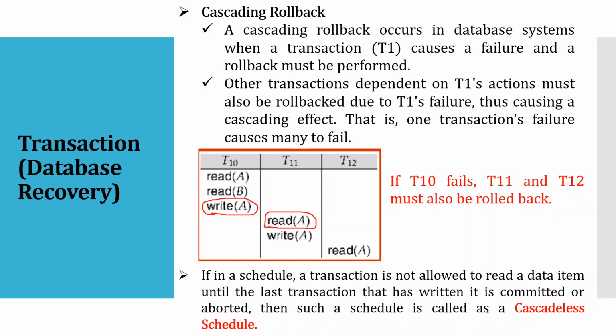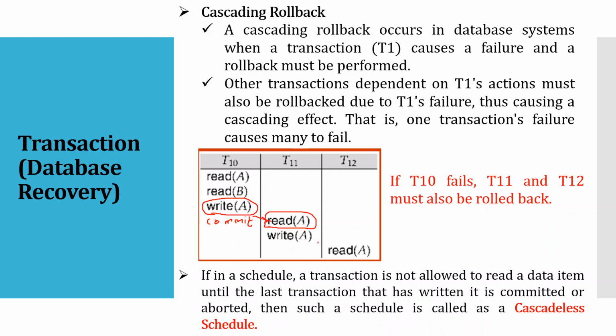So what this cascadeless schedule says is that if in a schedule a transaction is reading a particular data item, then that data item must only be allowed to be read if the writing transaction has committed its work. So there should be a commit command at the end. If there is a commit after this write A, then and only then this read operation must be allowed. If there is no commit, then this read operation must not be allowed.